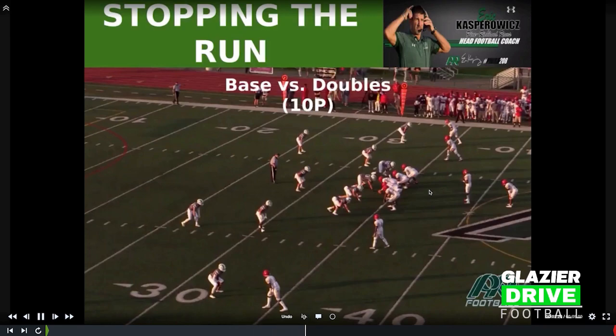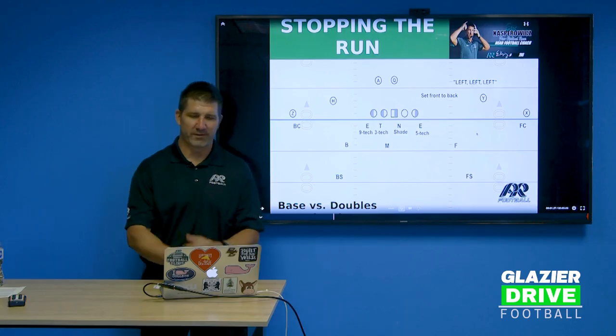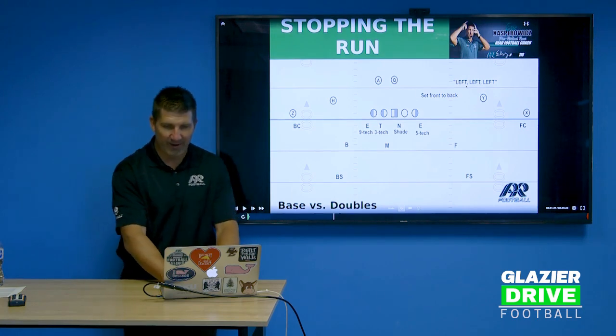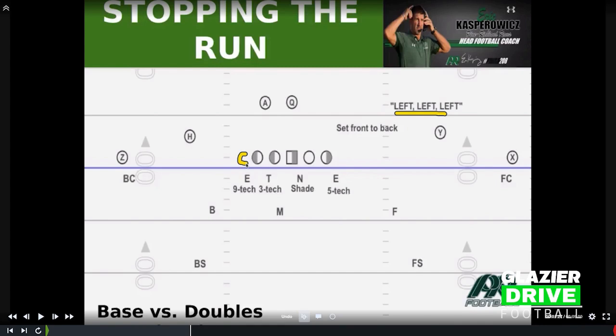All right. Now, run fit wise, back to this picture, you got to understand your run fits, right? We have a front set to the left. So left. So he's got the C gap. Tackle's got the B gap. The Mike has the A gap. This nose has the A gap, right? This end has the C gap. This Falcon here now has the B gap, right?